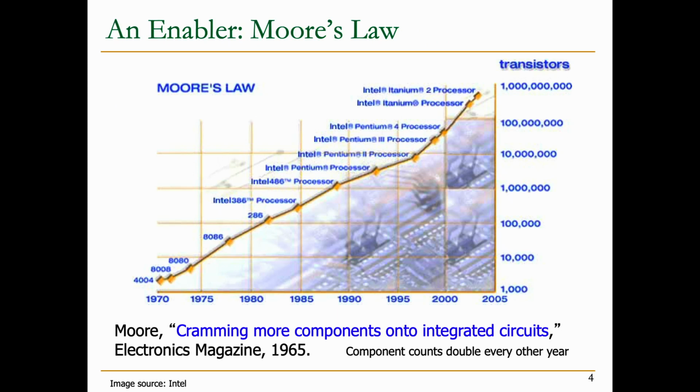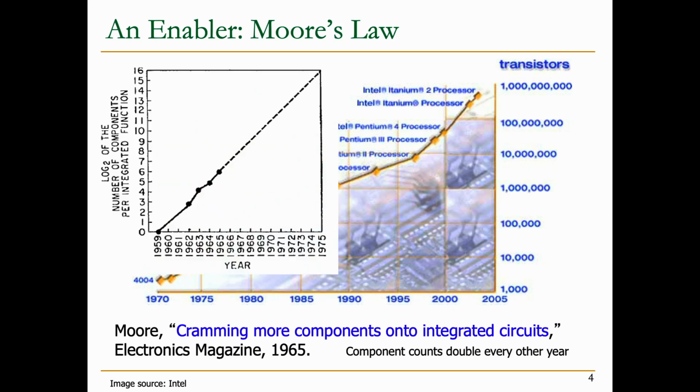An enabler has been Moore's law, and I believe all of you are familiar with Moore's law, right? Okay, good. So I don't need to harp on it. Basically, Moore's law expects the component count to double every other year. This is a figure from the paper showing the number of components or transistors that can be integrated in an integrated circuit over the years. You can see there is an exponential increase in the number of transistors over linear time.